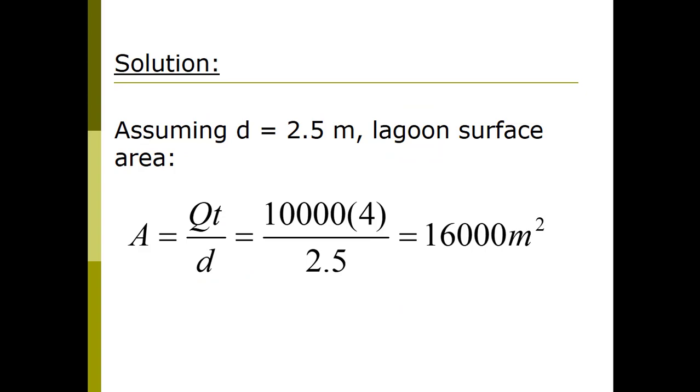First, the depth: if it's not given, you can assume it from 2 to 4 meters, so we assume 2.5. We have the depth and Q, so we can calculate the area. A equals Q times T over D, where D is the depth: 10,000 times 4 days over 2.5. So the area equals 16,000 square meters.